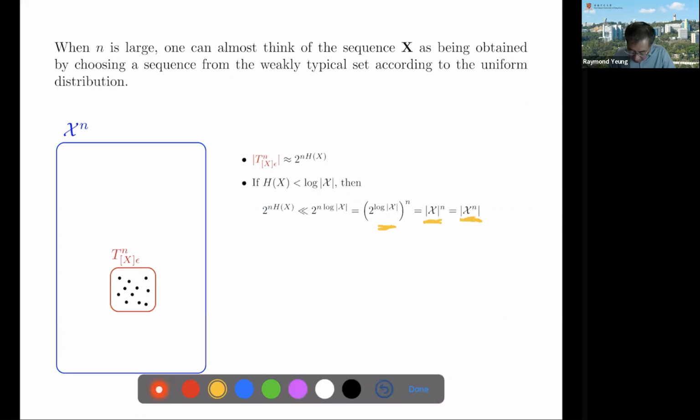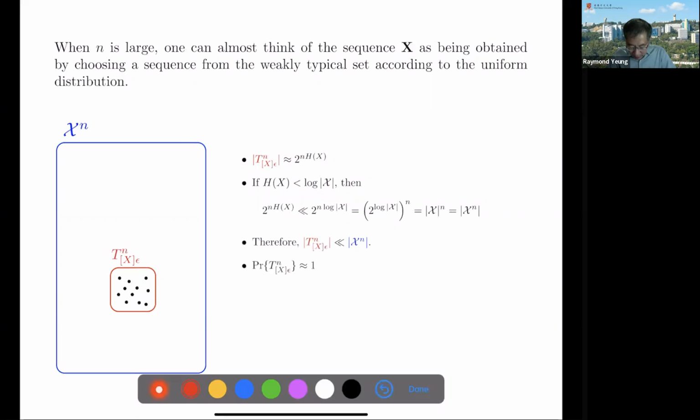So what it says here is that whenever the distribution is not uniform, so that the entropy is strictly less than log of the size of the alphabet, the typical set asymptotically would be much, much smaller than the set of all sequences. In fact, it's negligible. The size of the typical sequences is negligible compared with the set of all sequences.